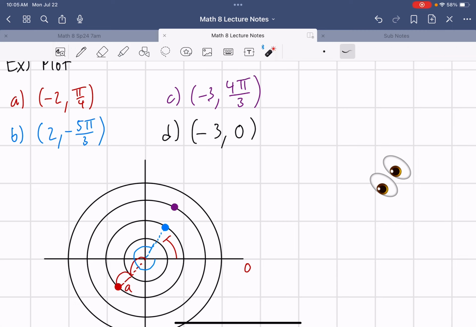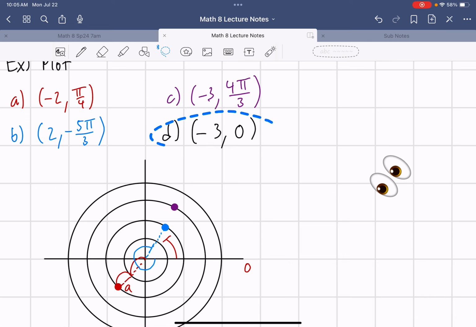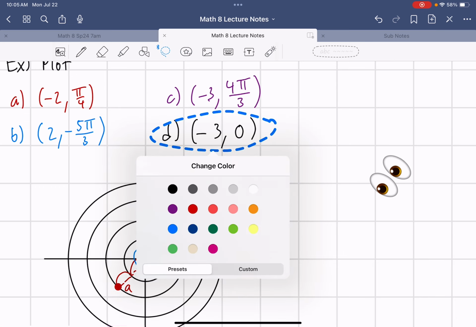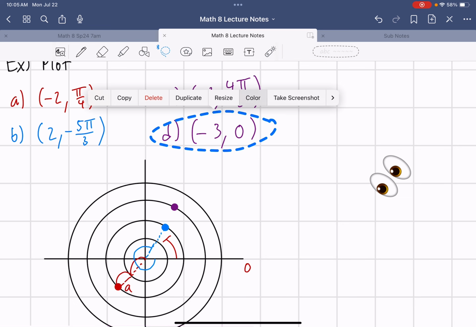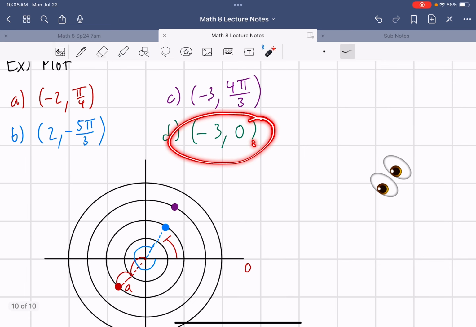Now that's the same direction as our blue one, but blue went as far as 2, purple's going as far as 3. Again, we rotated, but then we go back 1, 2, 3. And last but not least, you want to be careful sometimes, because looking at this example, you might think that this is just a regular coordinate, but this actually says this is a polar coordinate.